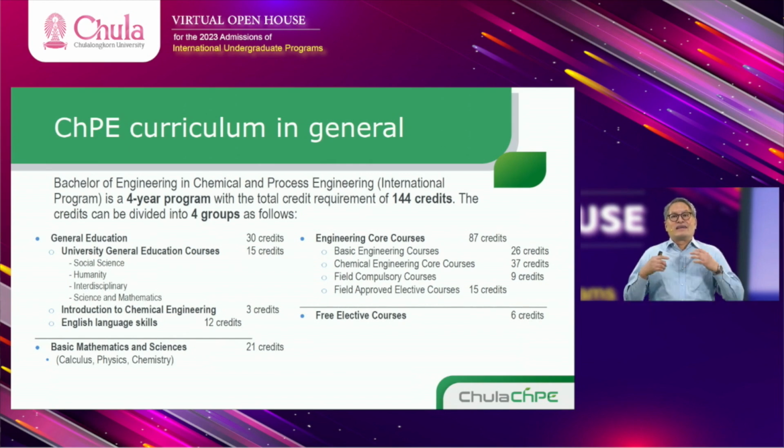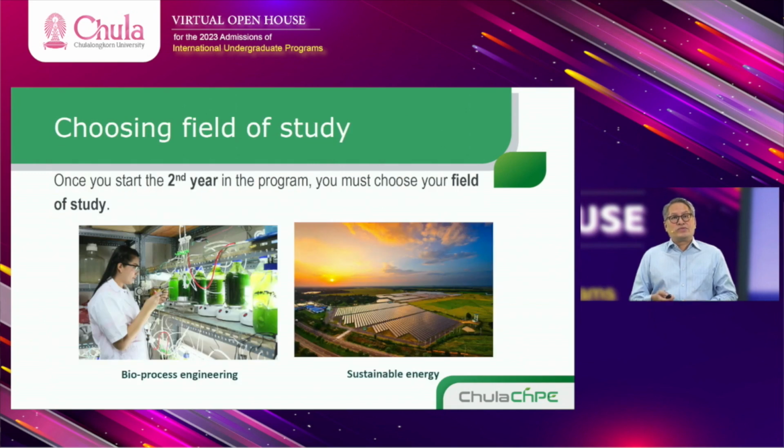But the extra special thing for our CHP program is we have a few elective courses. Okay, so there are 8 subjects that you can choose by choosing your field of study. You will choose your field of study at the end of your first year before you start the second year. So we have 2 fields of study for you to choose.